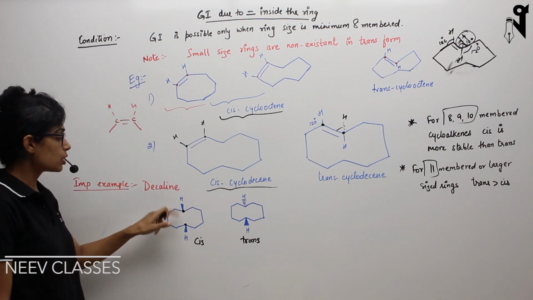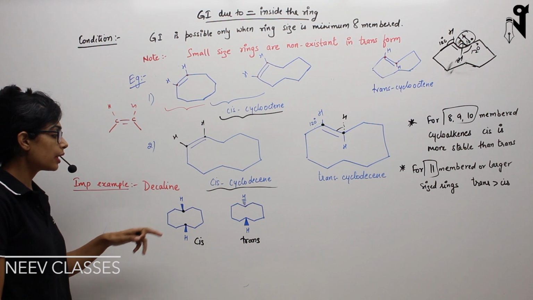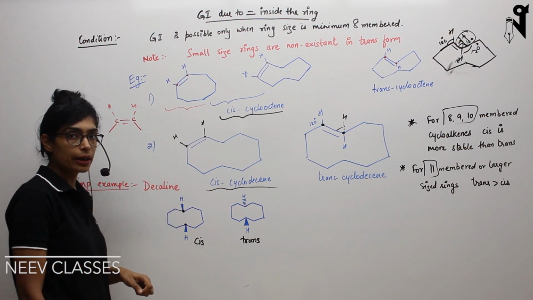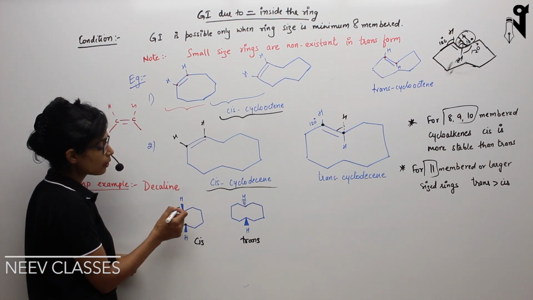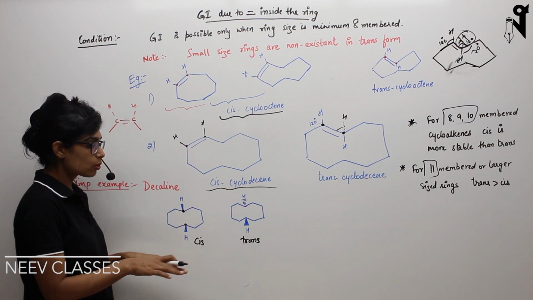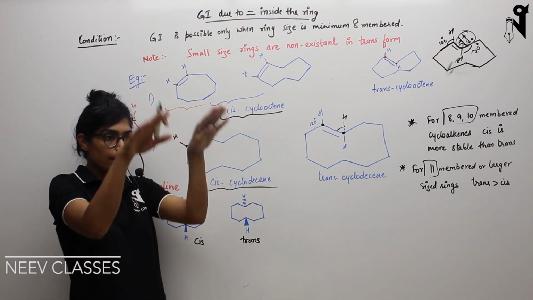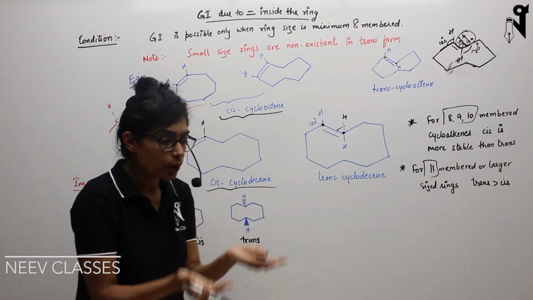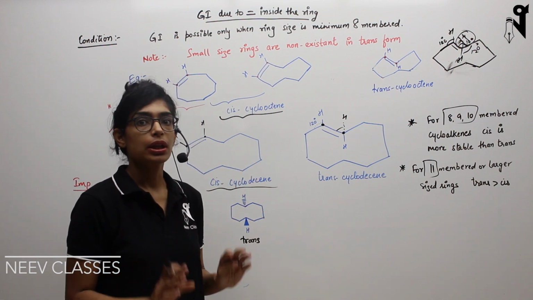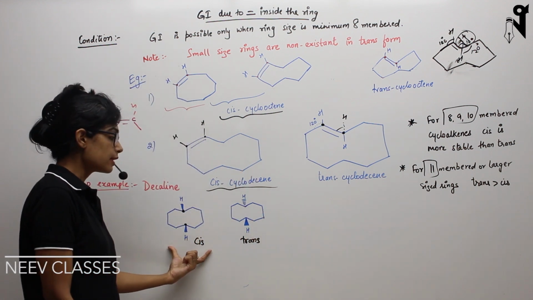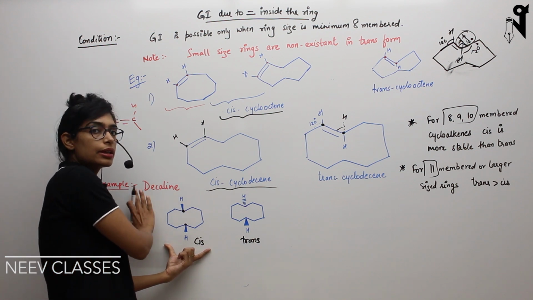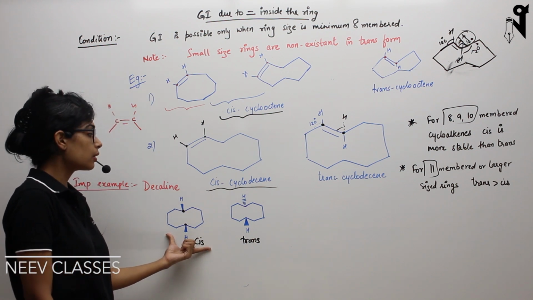tend to show the GI, these two carbons, not because different groups are present and all that. Basically, it shows GI due to the hydrogen positioning. If the hydrogens are coming out of the plane in the same way, basically both towards the viewer or away from the viewer, this kind of positioning is called cis. This is a specific case. Decalin is the specific case. It doesn't happen in other things.